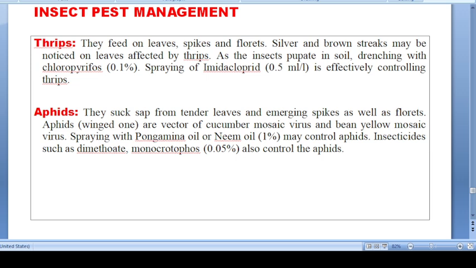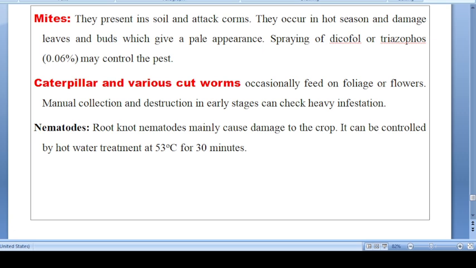So imidacloprid we can use, and we can also go for spraying some insecticide against aphids like dimethoate. That will help in controlling the aphids and thrips problem. For mites, dicofol we can use. And for caterpillar control, we can use imidacloprid. Nematodes: mainly, whatever suggestions or management practices I have given in tuberose, that is similar to gladiolus.